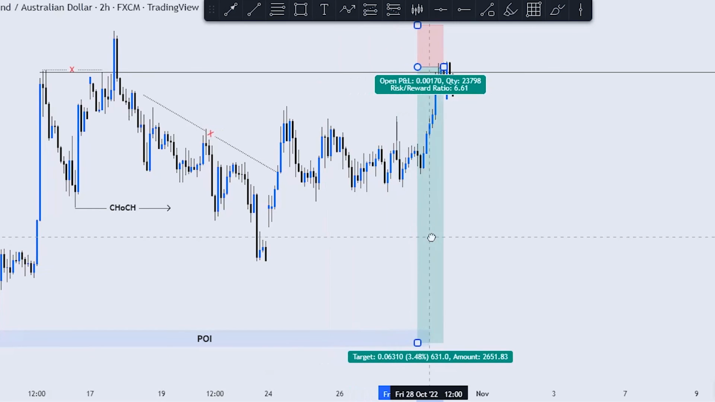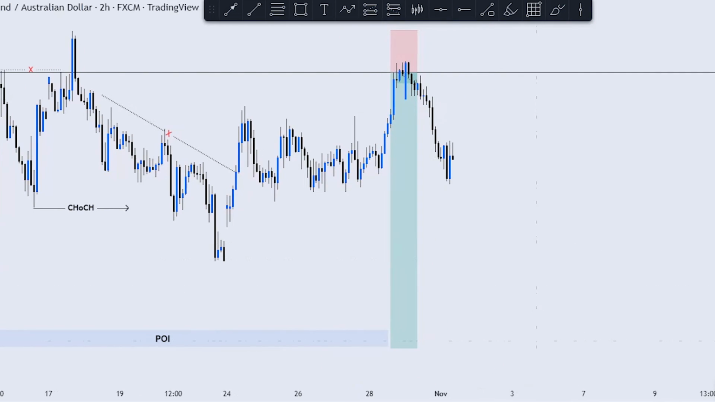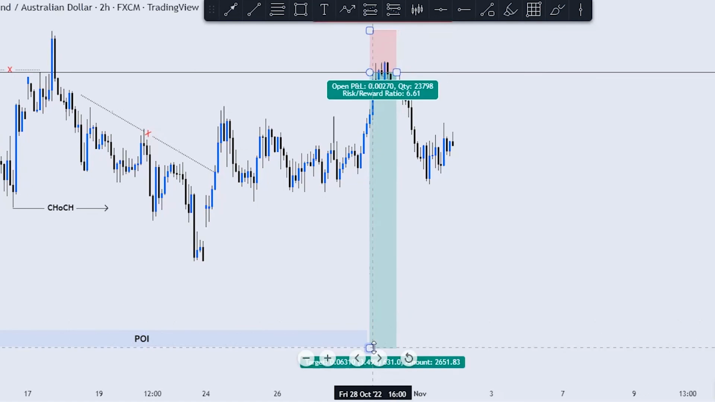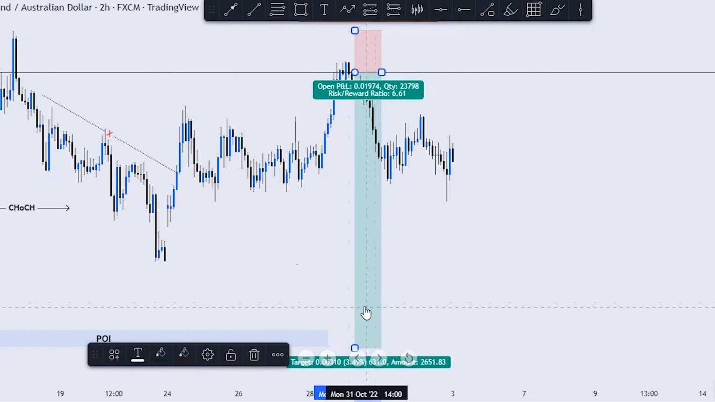The Quasimodo pattern can be a valuable tool for Forex traders. By understanding what the pattern is and how to use it, you can make more informed trading decisions and potentially improve your Forex trading results.